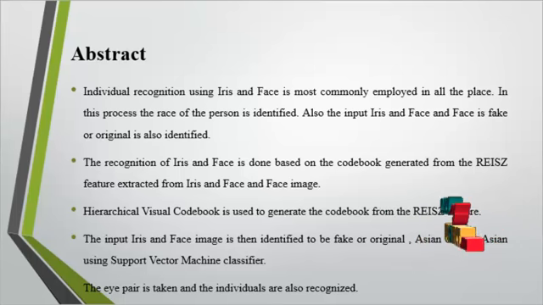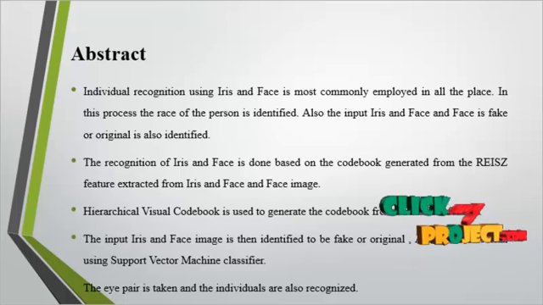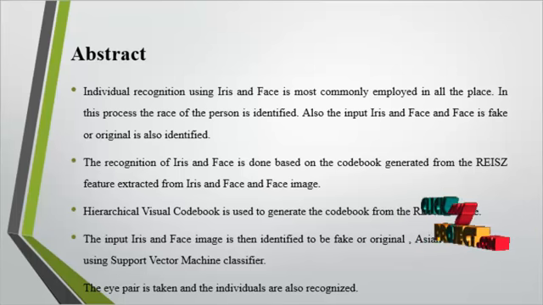At first we give a single input of iris, then we get the pair of the matching iris by using feature extraction and codebook generation for the feature. After that, the PCA feature is taken from the face image. These score level fusion features are classified using the multi-SVM, that is, support vector machine.